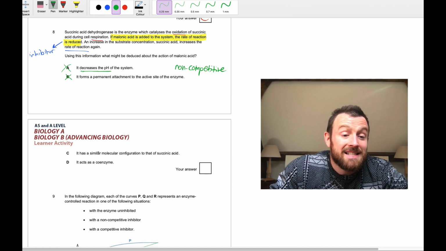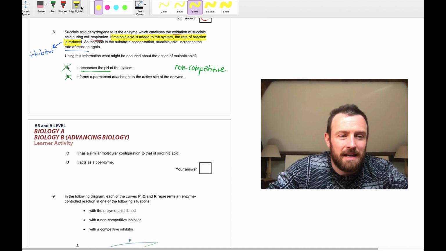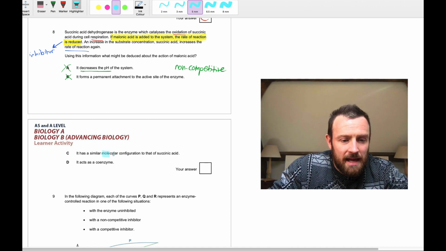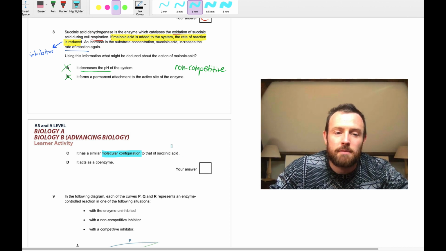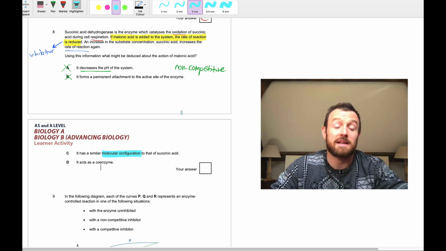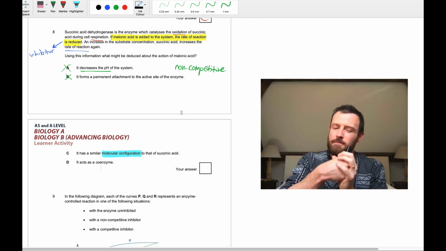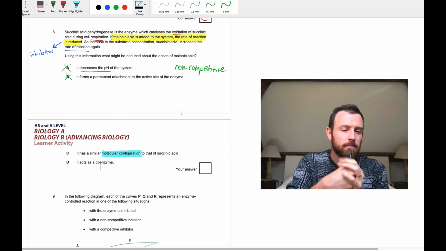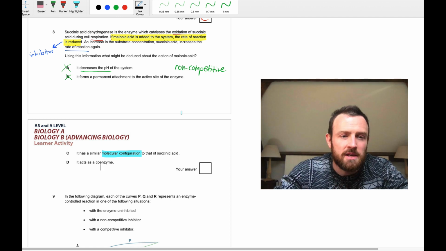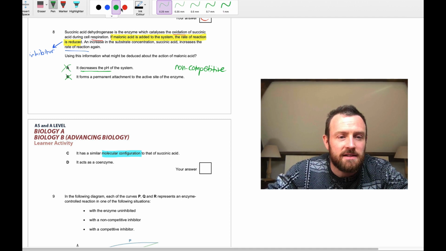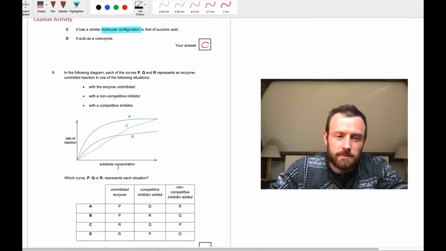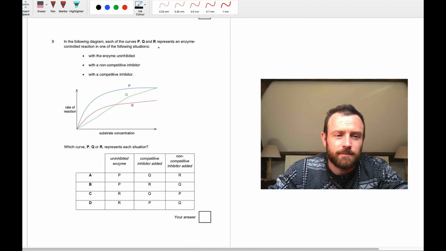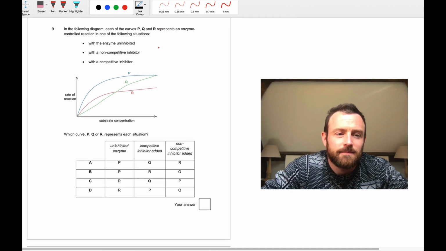C, it has a similar molecular configuration to that of succinic acid. Yes, that's the one, because what it means is that the competitive inhibitor can bind into the active site temporarily, just like succinic acid can, and they compete for the active site. So they're similar in shape. So the answer for that one is therefore C. Coenzyme, no, that's not right. That's a red herring.